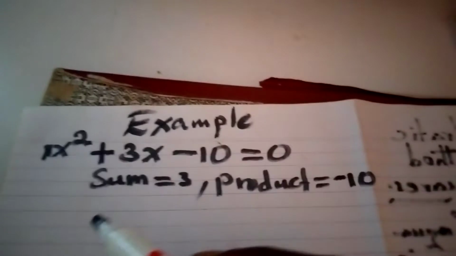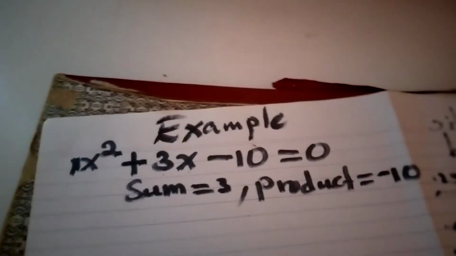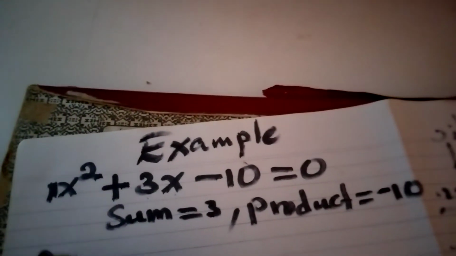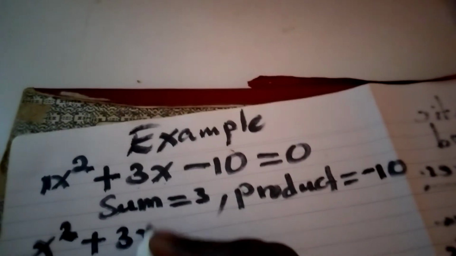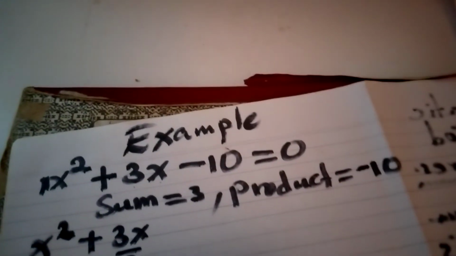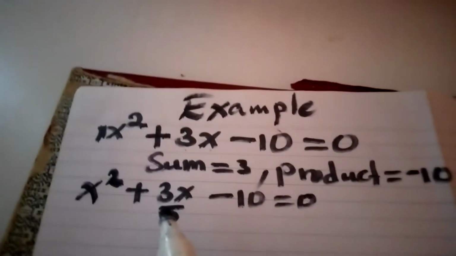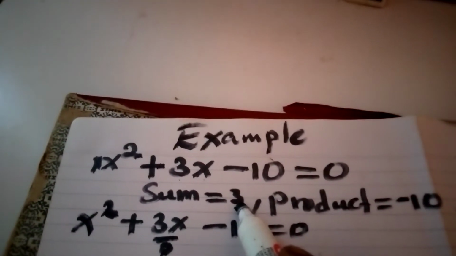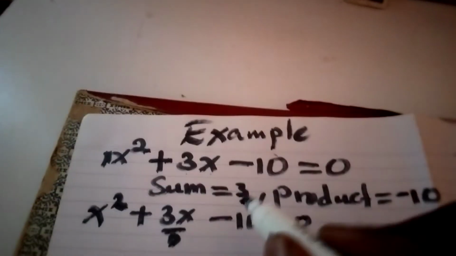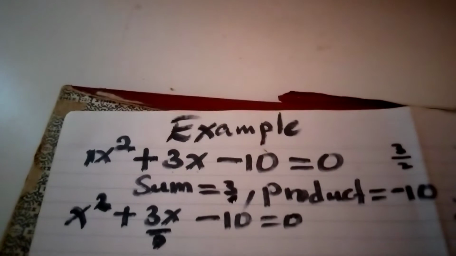Now we said when you are solving the quadratic equation using the method of completing squares, our quadratic equation is x squared plus 3x minus 10 is equal to 0. So the first step is to find the half of the sum. The sum is 3. So if the sum is 3, divide 3 by 2, that is the half of the sum.